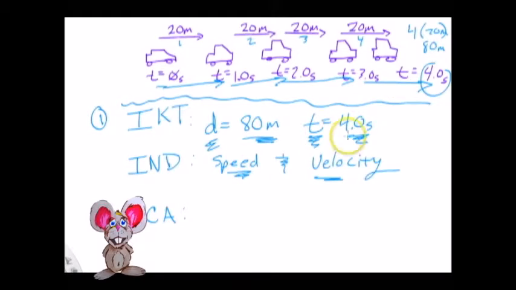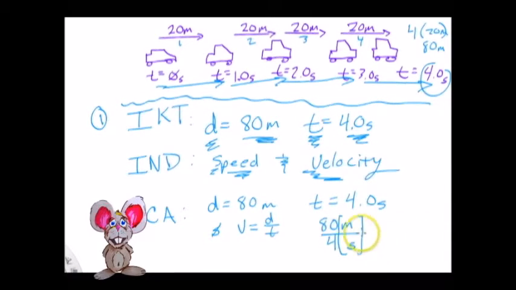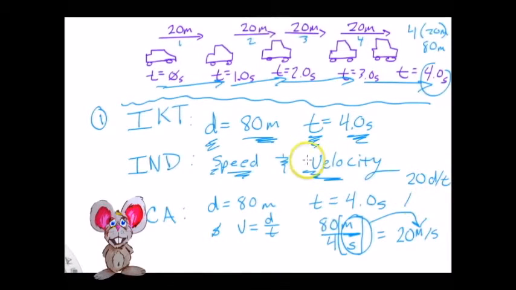What's our fact family we have available? We have D equals 80 meters. We have T equals 4.0 seconds. And then we need speed, but we're just going to write velocity. Velocity equals D over T. This is a pretty no-brainer kind of problem, so we go 80 meters over 4 seconds. Does that look like meters per second to you? Because it sure does to me. So 80 divided by 4 comes out to 20 meters per second, or 20 d per t, as we established right here. Same thing.